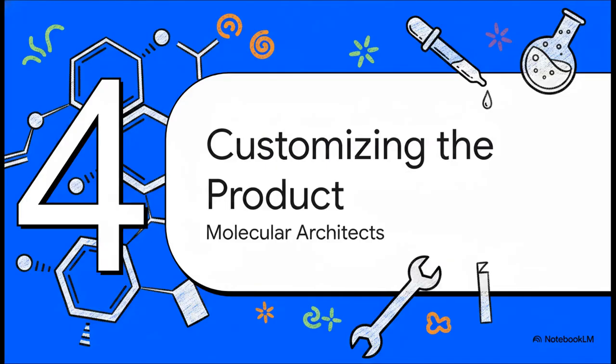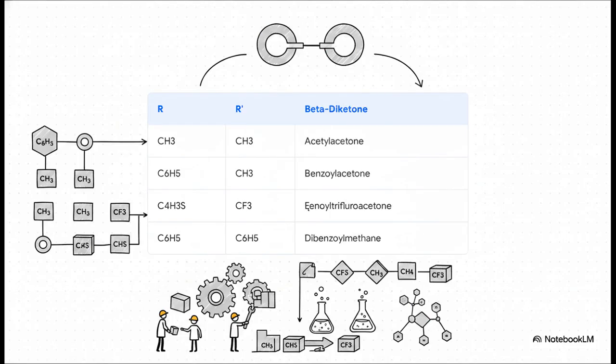And finally, let's hit section 4, customizing the product. This is where we get to play molecular architects. Remember that beta-diketone roof we just lowered to close the structure? Well, it actually has 2 modular slots attached to it, labeled R and R'. And by swapping out what we plug into those R slots, we basically act as chemical customizers. For instance, plugging in 2 CH3 groups gives us acetylacetone. Using a C6H5 and a CH3, that gives us benzoyl acetone. It's completely modular and entirely up to the architect. It's a real game changer.